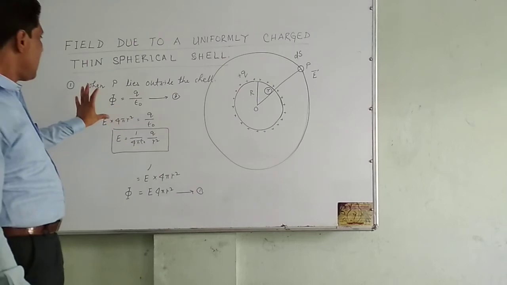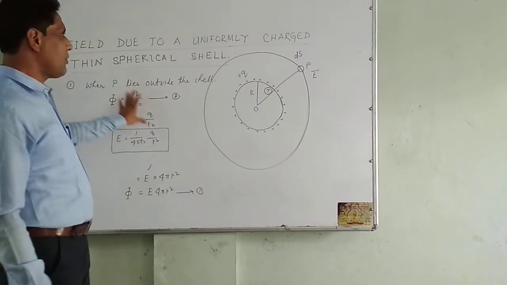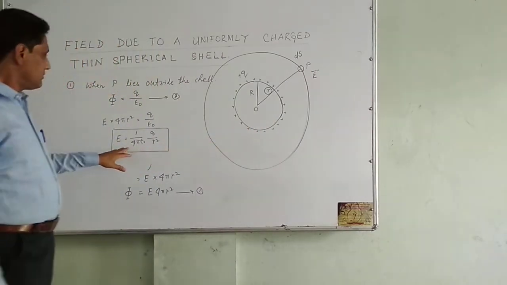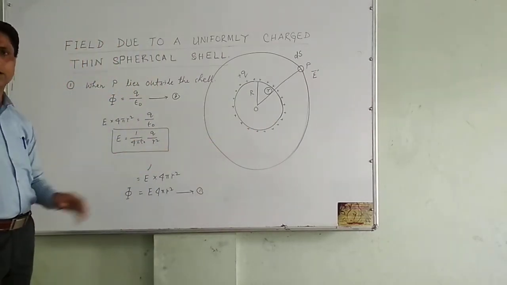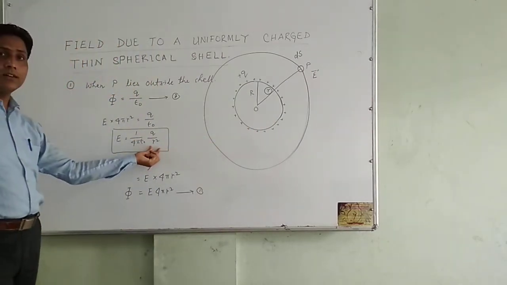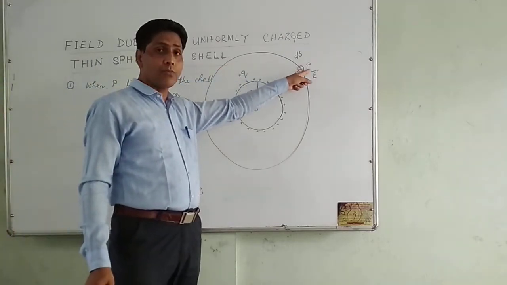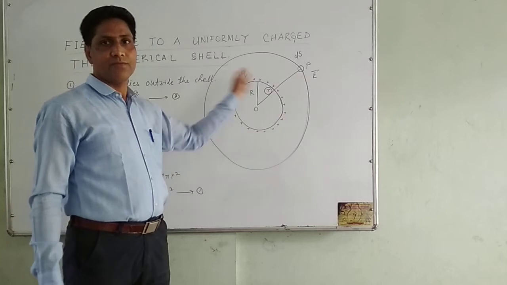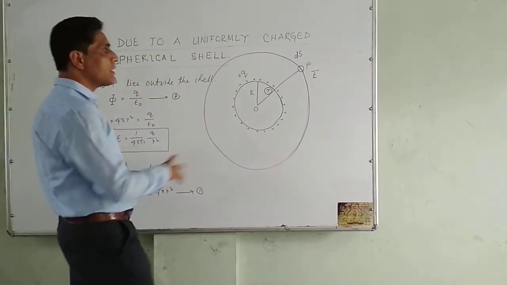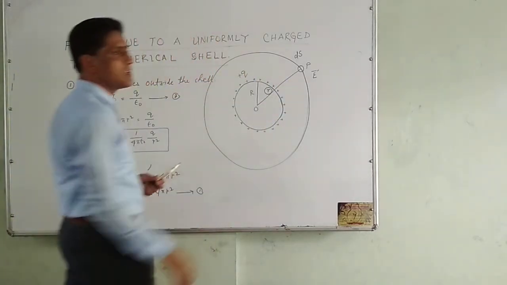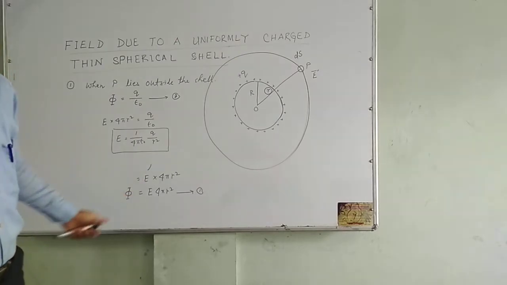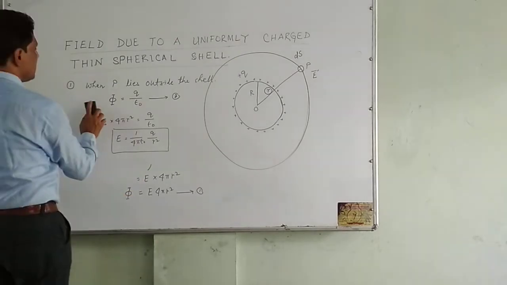So this expression tells us this information. This is the value of electric field at a point P outside the spherical shell, E equal to 1 by 4 pi epsilon naught Q by r square, where r is the distance of the observation point from the center of the spherical shell. Or in another way, you can say r is the radius of the Gaussian surface. So this is the first case.